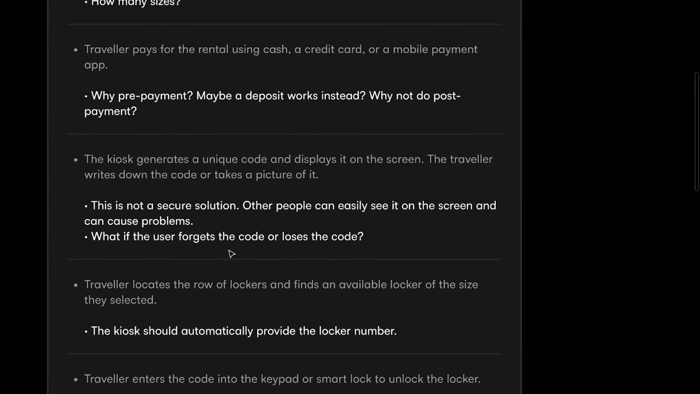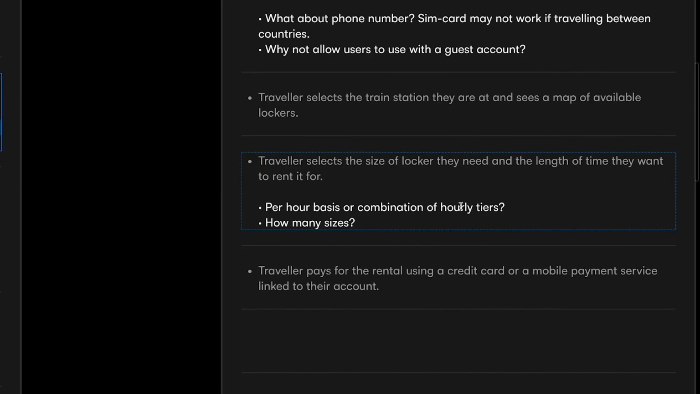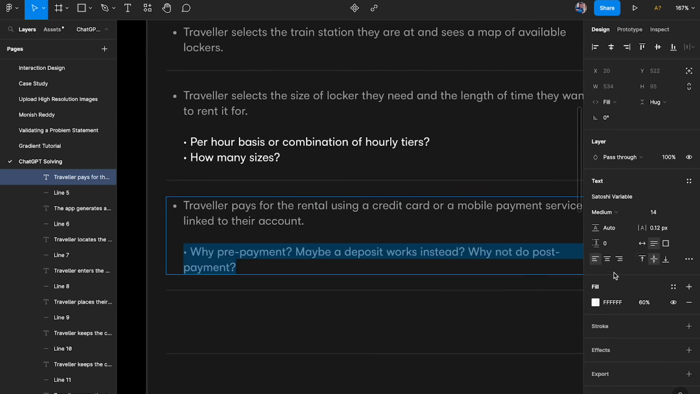So here again, coming down to the payment solution, why prepayment? Maybe a deposit works instead. I don't know, but that's a question for this user flow as well, right? So I'm questioning every single step of the user flow.